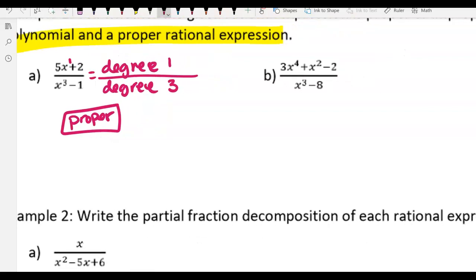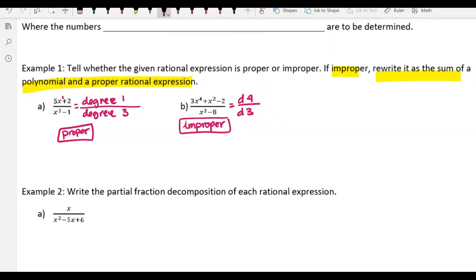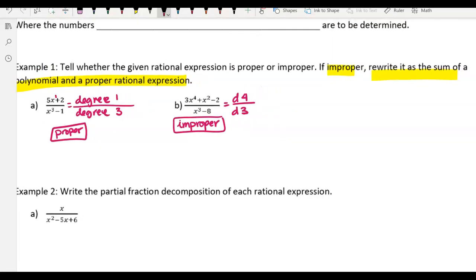Annika, for B, the degree of the numerator is? 4, the highest one, not the combination. And Annika, the degree of the bottom is? 3. So based on this definition, proper or improper? Yeah, improper, because the degree on the top is more. If it's improper, we can't quit. We have to go further. It said if it's improper, rewrite it as a sum of a polynomial and a proper rational expression.